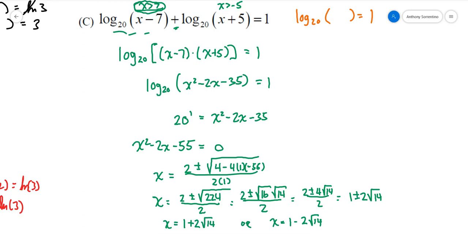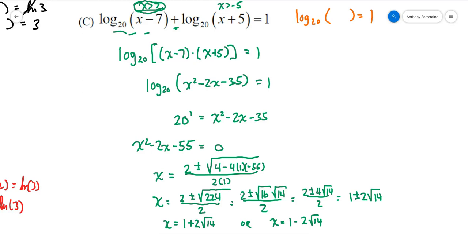Now the thing is, I have to keep in mind, are any of these extraneous? I should make sure that they work. Luckily, most of the time with logarithmic equations, if they're able to be put into the logarithm and the logarithm can be done, it should work and it should be fine. If it can't, then that's extraneous. 1 plus 2 times the square root of 14 is a positive number, because 1's positive, and 2 times the square root of 14 is a positive number. I'm great. Now the square root of 14 is somewhere between 3 and 4, closer to 4, like 3.7-ish.